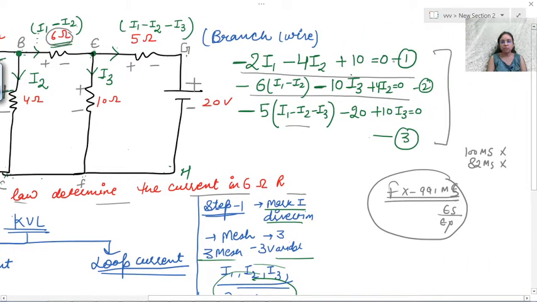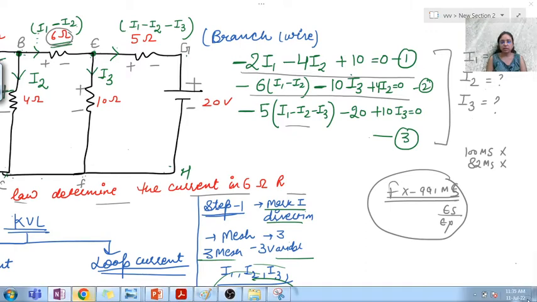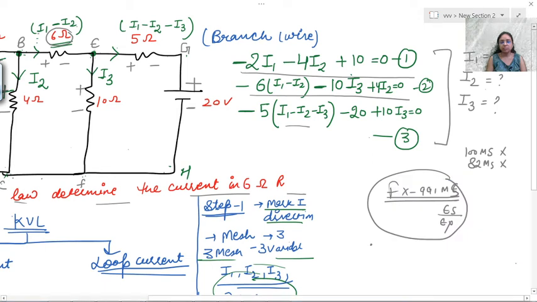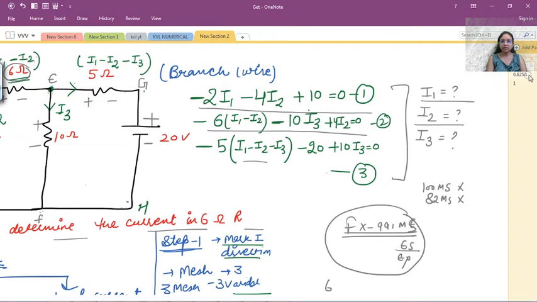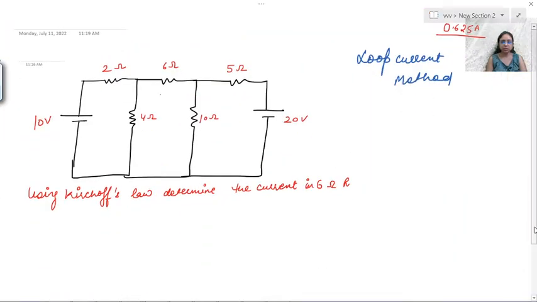So after solving these equations you will get the value of I1, right? You will get the value of I2, right? And you will get the value of I3, correct? Now how much is the current flowing in the 6 ohm branch? That is I1 minus I2. You can put in these values of I1 minus I2, then you will get it accordingly. Clear? So this was the method we had done for the branch current method.